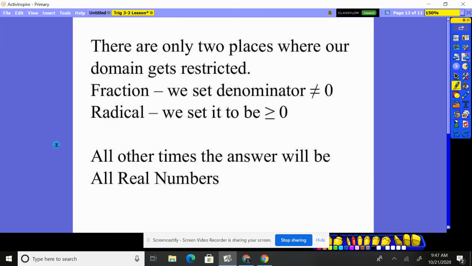So, in conclusion, what we have is there are only 2 places where our domain gets restricted. Fractions, and when we have a fraction, we set a denominator, we say you can't equal 0. Everybody works except for that bottom denominator cannot come out to be 0, and we solve it. For a radical, for a square root that is, we set it to be greater than or equal to 0. We can't let it be negative. So we say, hey, everybody works as long as this guy is bigger than or equal to 0. All other times, if it's not a fraction nor a square root, the answer is always going to be, for what we're doing, all real numbers. Everybody will work. There we have it.